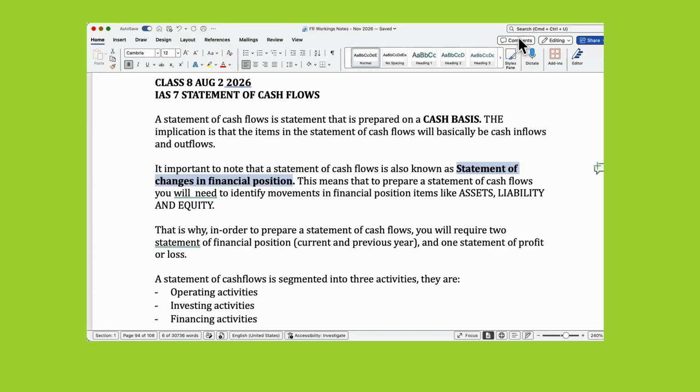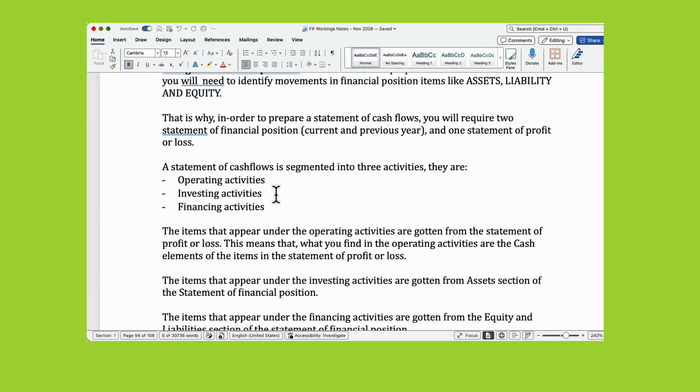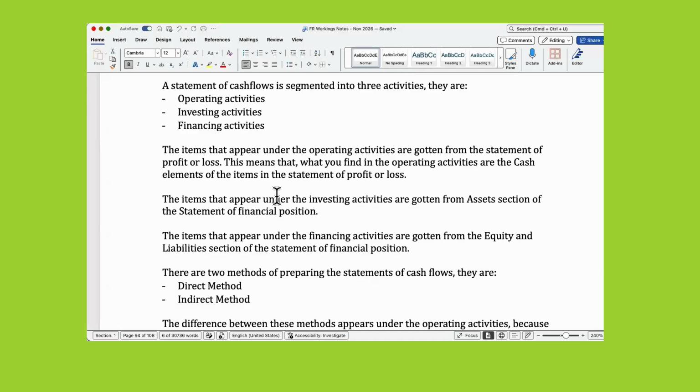So, all we are doing for statement of cash flows is to identify movements in position, like movement in your assets, movement in your liabilities, movement in your equity. That movement is where the cash is. We said there are three activities in the statement of cash flows: operating, investing, and financing. And we also mentioned that there are two methods for preparing statement of cash flows: direct and indirect method.